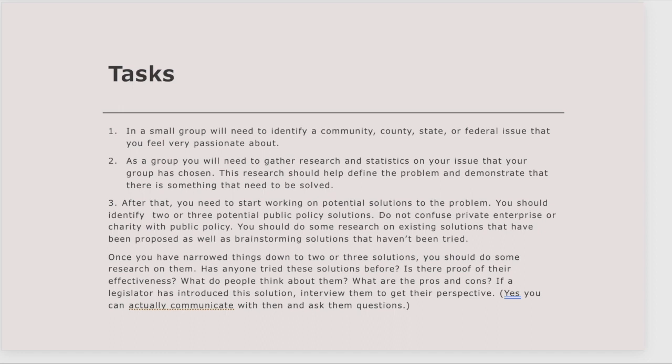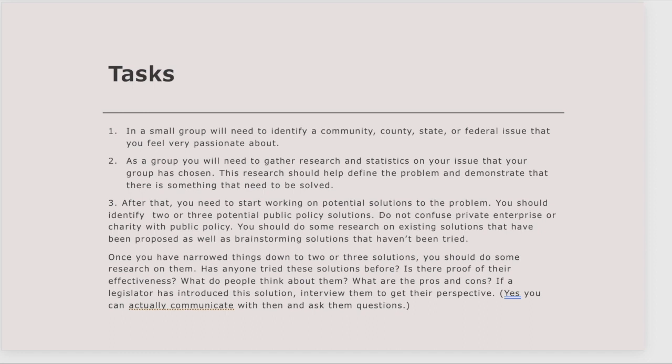Step 3: after that, you need to start working on that potential solution to the problem. You should identify 2 or 3 potential public policy solutions. Do not confuse public enterprise or charity with public policy. I know a lot of times we think, well, we can get donations from our local church or our local businesses. That can help to supplement the problem. We don't have enough money to fix this. That is not the same thing. Public policy means we're going through the channels of your city council, your county commissioners, your state legislature, or your federal U.S. Congress. This is what we are looking for, okay?